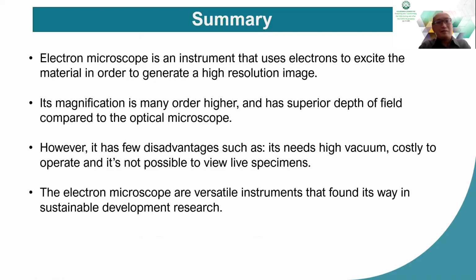So as a summary, the electron microscope is a good instrument that uses electrons to excite the material in order to generate high resolution. Its magnification is many orders higher and it has superior depth of field compared to an optical microscope. However, it has a few disadvantages, such as it needs high vacuum to operate and it is not possible to view live specimens. The electron microscope, a versatile instrument, has found its way into sustainable development research, of which I gave a few examples.